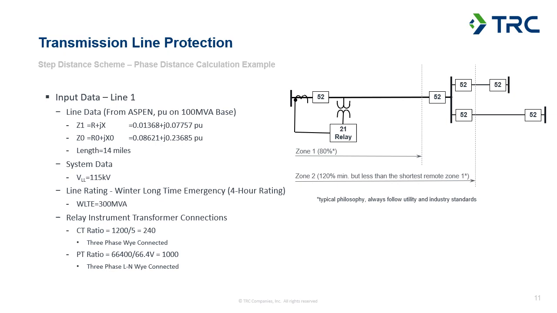And in this case, we're looking at 1200 to 5, or 240 turns, for the CT ratio. And we're using a line to ground connected PT, and it's connected from 66.4 kV down to 66.4 volts. So we've got a 1,000 to 1 turns ratio on our potential transformer.